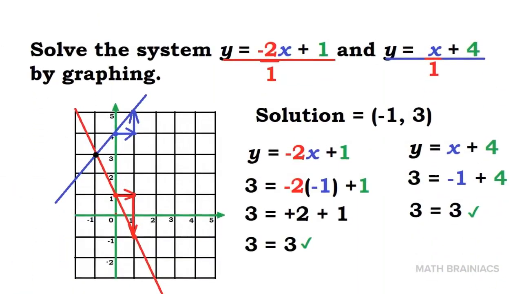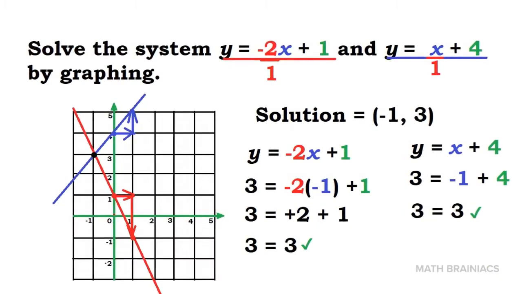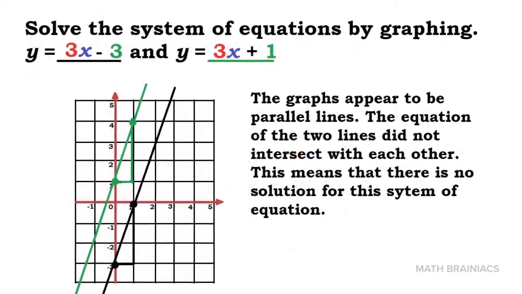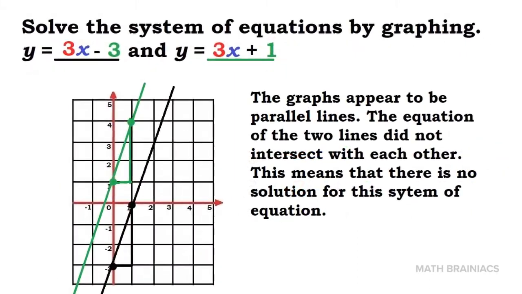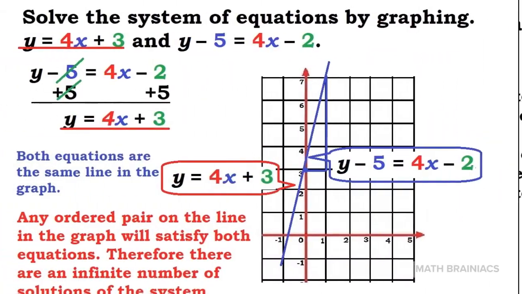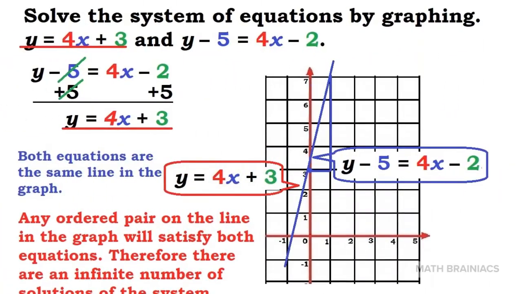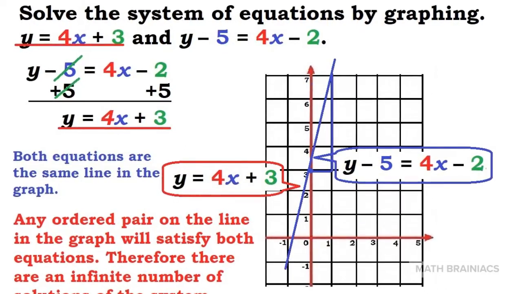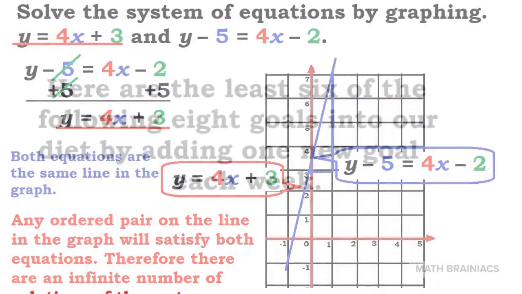To wrap it up in graphing system of equation, if the two lines intersect, there is one solution. If the two lines of the equations are parallel, there is no solution. Furthermore, if the two equations lie on the same line, there is an infinite number of solutions.